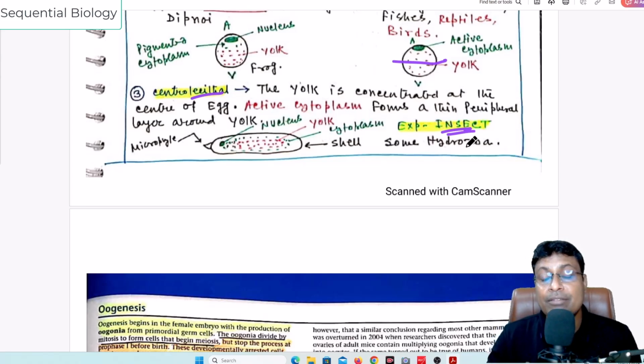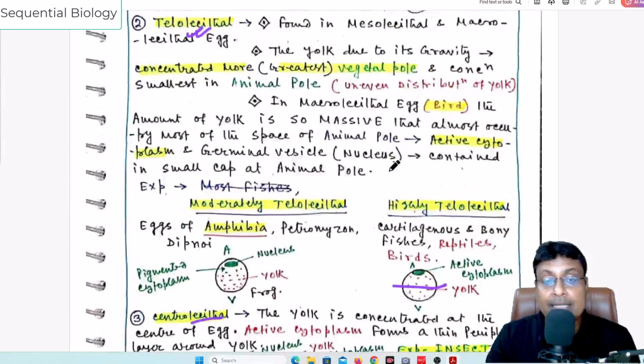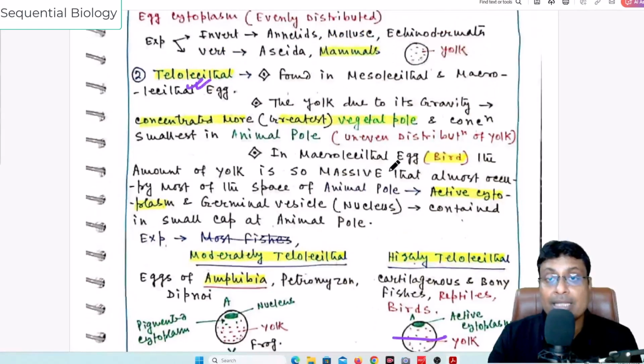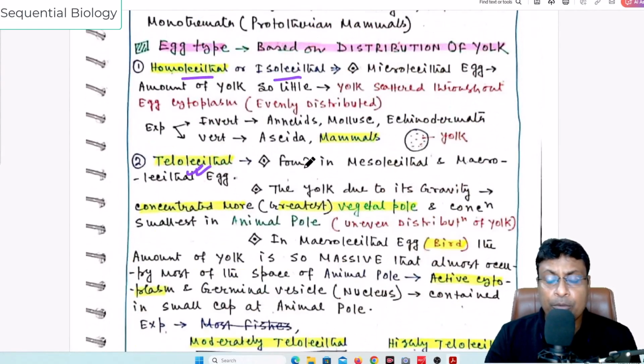These are different types of eggs on the basis of the amount of yolk and on the basis of the distribution of yolk. You should remember the different types and examples. These are very, very important from an examination point of view. Which type of yolk can be found in frogs, which in reptiles or birds, what is the germinal disc, what is the animal pole, what is the vegetal pole, and where the centrolecithal egg can be found. So you should have a clear concept about the structure of the egg and also the types of eggs and their examples.